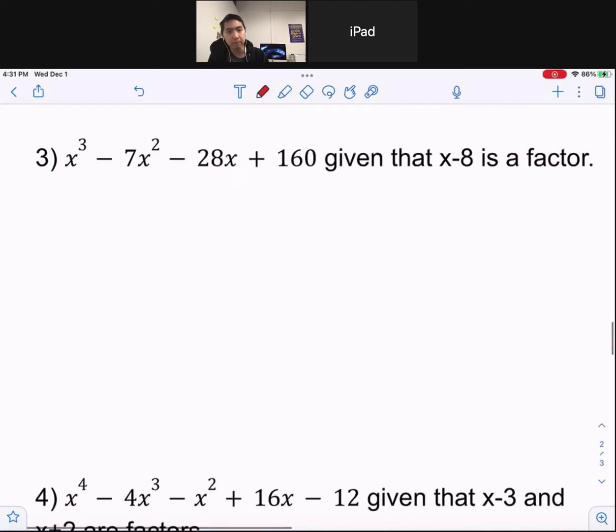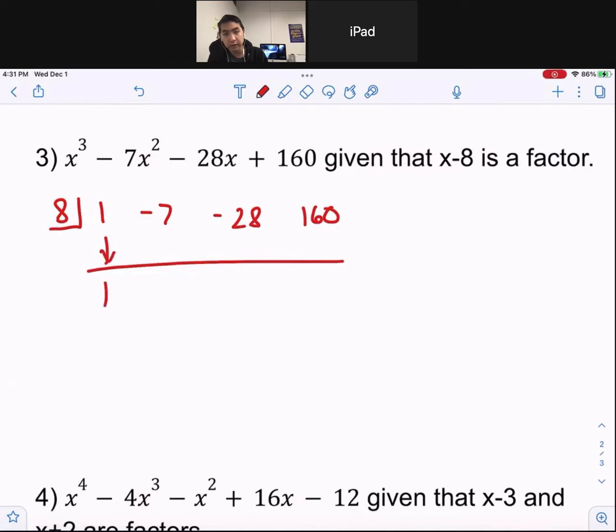Number 3, so they say x minus 8 is a factor. So the opposite of -8 is 8, and the coefficients are 1, -7, -28, and 160. 1 times 8 is 8. 8 plus -7 is +1. 1 times 8 is 8. 8 plus -28 is -20. -20 times 8 is -160. So since this is a degree of 3, we got 1 less degree here and 1 less degree there.